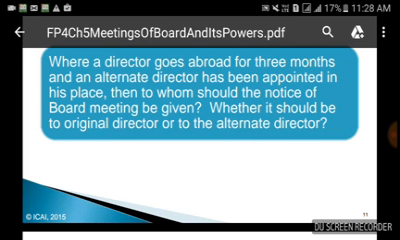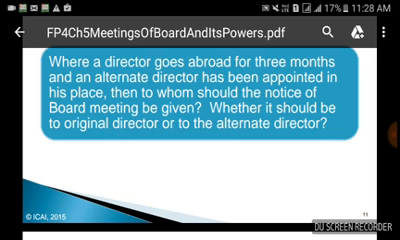And also, one of the ways a director can participate in a board meeting is through video conference. A director who has participated in a board meeting through video conference is also counted for the board meeting's quorum.